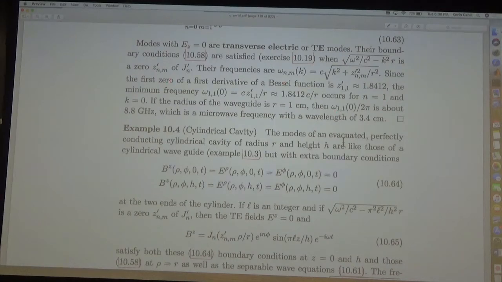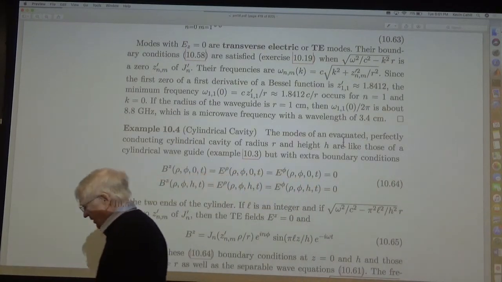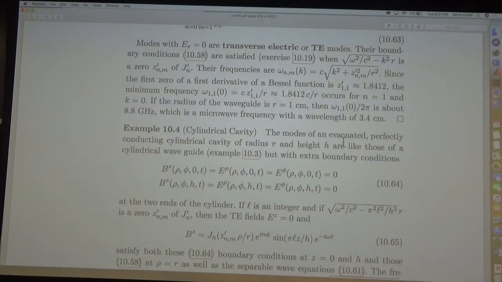In any event, the first zero of J'_11 is at 1.8, and so the minimum frequency is this, and that's about 8.8 gigahertz. So the TE mode apparently can have a lower frequency than the TM mode.